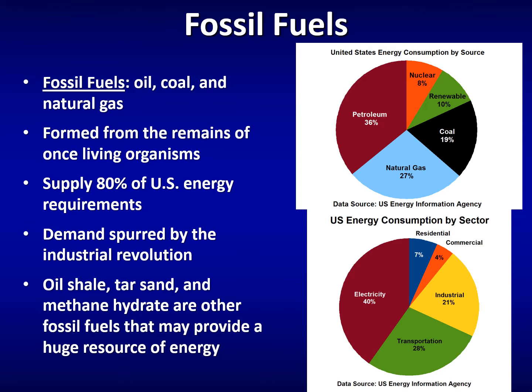Pictured here are a couple of pie graphs that show the United States energy consumption by source, noting that petroleum is the greatest energy producer, or the greatest amount of energy is produced by petroleum, excuse me. And electricity, transportation, industry, residential, and commercial, these are all the ways in which energy is used in the U.S.